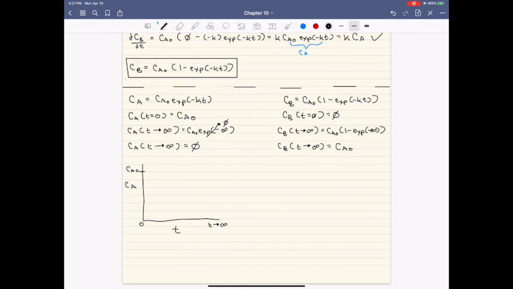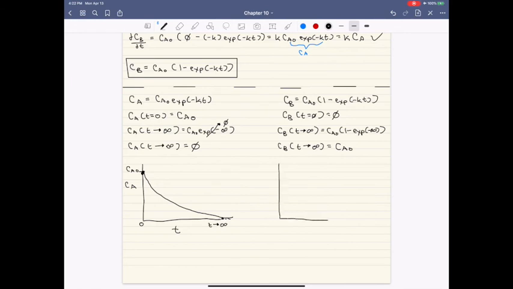And so when we sketch out the behavior of A, we could draw a point here at Ca naught: at time equal to 0, Ca is equal to Ca naught. And then as time goes to infinity, Ca approaches 0. And since we have an exponential of essentially negative t, what we're going to have is an exponential decay. And so the concentration of A in our batch reactor is going to decay over time, and it's going to approach 0 as time goes to infinity.